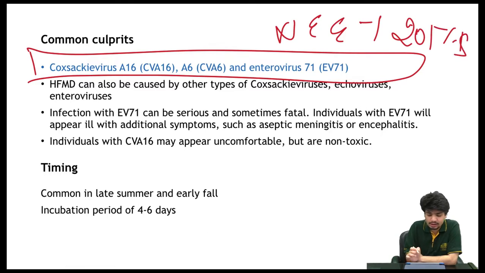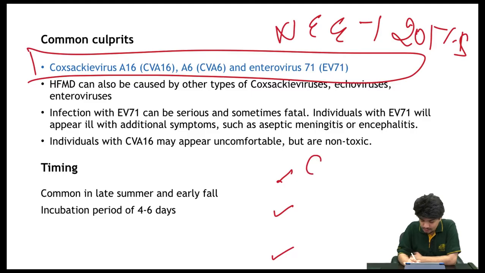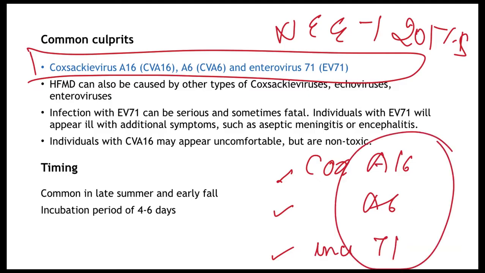2017-18 examination. There are 3 viruses that have been typically implicated in hand, foot and mouth disease: Coxsackie A16, A6 and enterovirus 71. Out of these, the disease caused by enterovirus 71 is typically much more serious and sometimes can even be fatal, and will have a presentation that is different from this viral exanthem; it might even present with an aseptic meningitis-like picture or encephalitis.